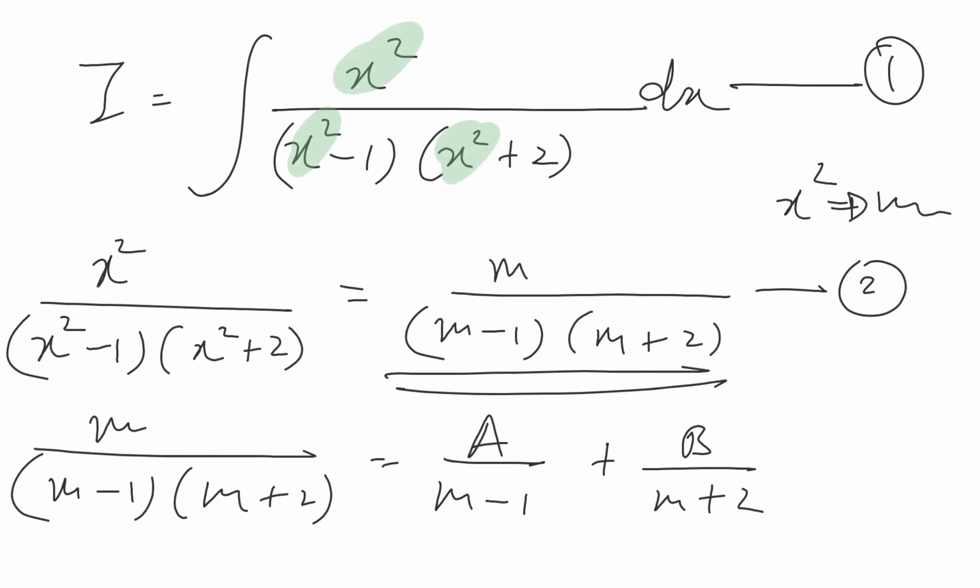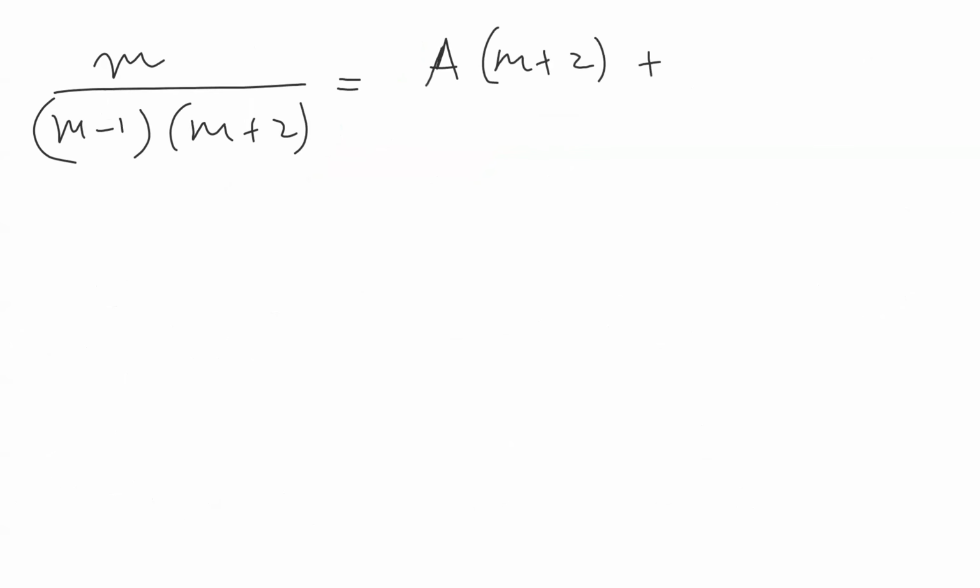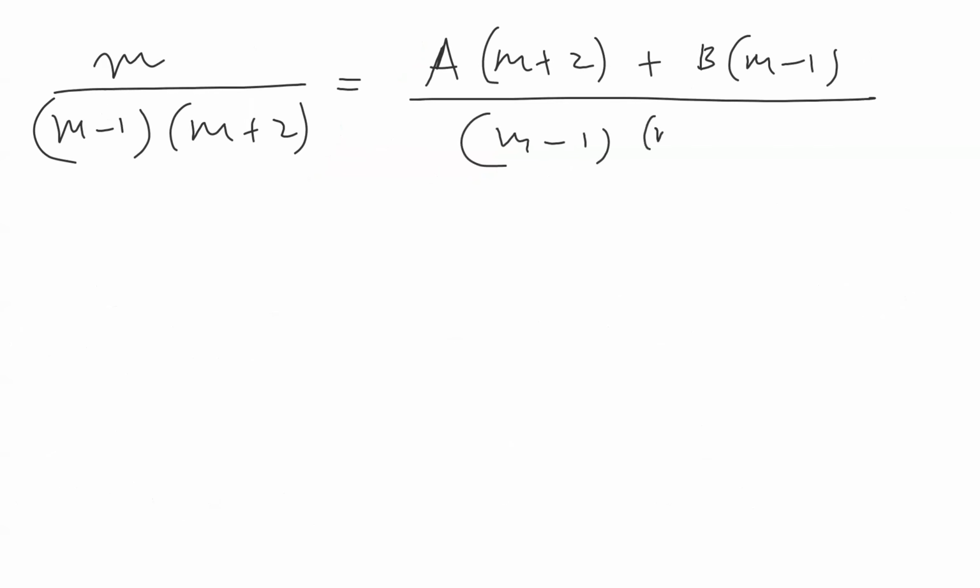Now we can solve this like the previous method. Let this be equation number 3. Okay, so next step, m into m minus 1 m plus 2 is equal to a into m plus 2 plus b into m minus 1. The m minus 1 m plus 2 terms will get cancelled on both the sides. This will be equation number 4.